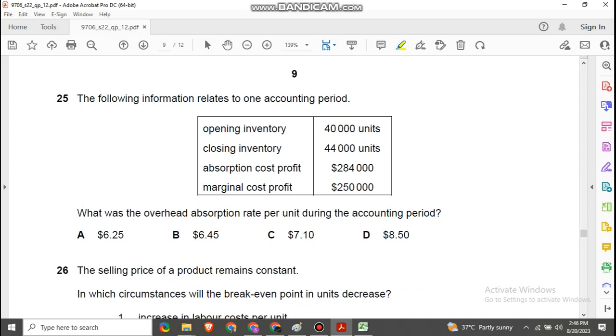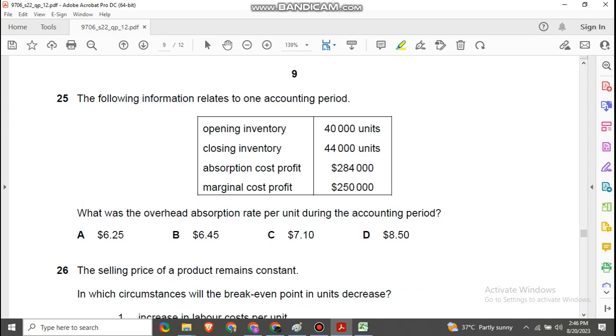Okay, next question, question number 25. The following information relates to one accounting period: opening inventory 40,000 units, closing inventory 44,000 units, absorption cost profit is 284,000 and marginal cost profit is 250,000. What was the overhead absorption rate per unit during the accounting period?